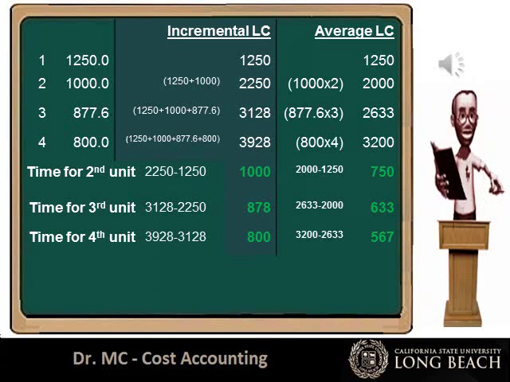Similarly, it took 2633 hours to make 3 units and 2000 hours to make 2 units. 2633 minus 2000 gives you the time it takes to make the third unit, which is 633 hours. Moreover, it took 3200 hours to make 4 units and 2633 hours to make 3 units. 3200 minus 2633 gives you the time it takes to make the fourth unit, which is 567 hours.